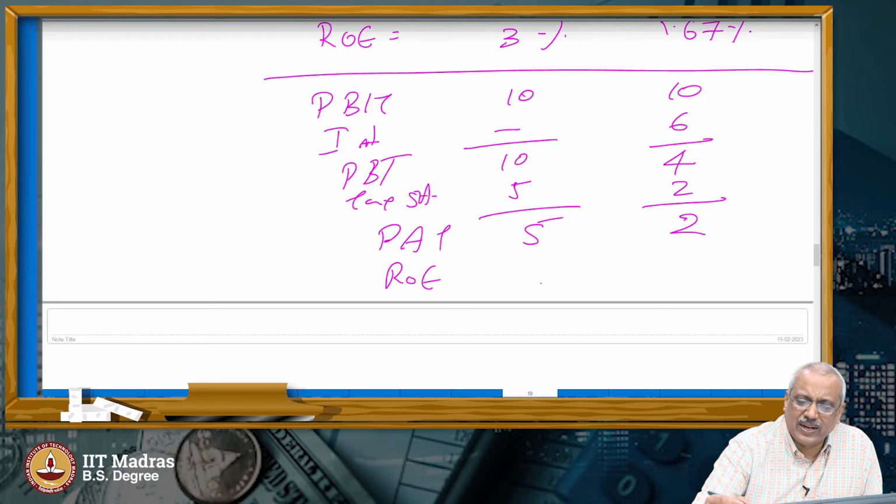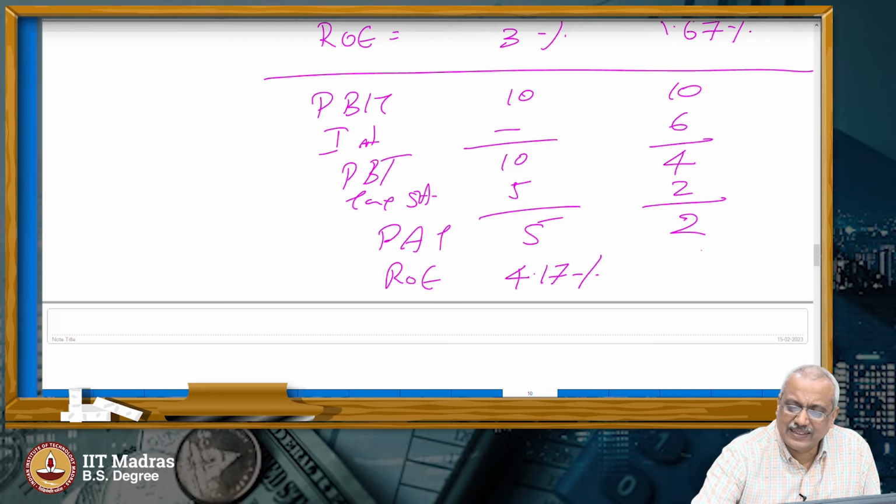What is the return in case A, case B? 4.17. In this case, it is 4.17%. In the other case, 2 by 60, 3.33. 3.33% out there.